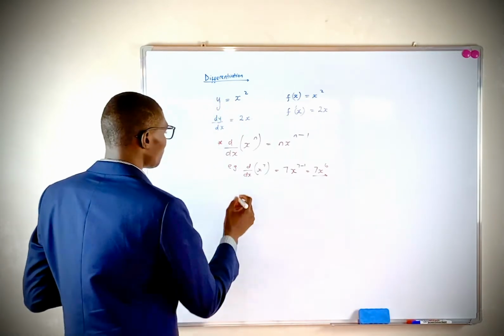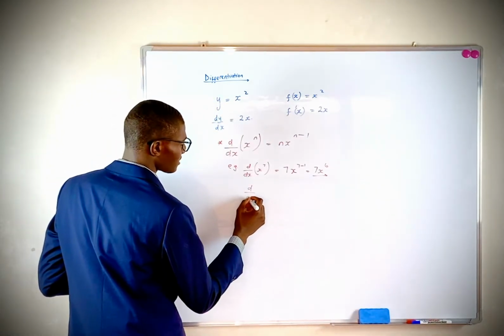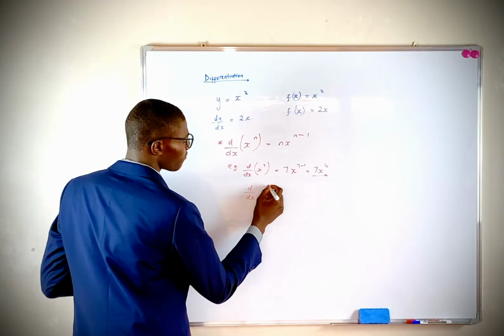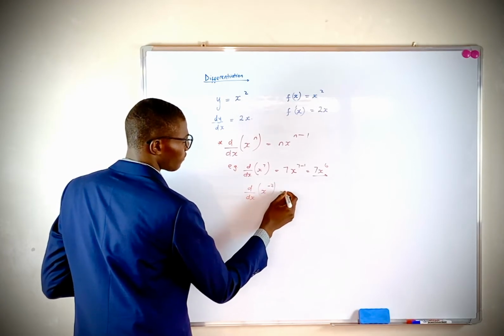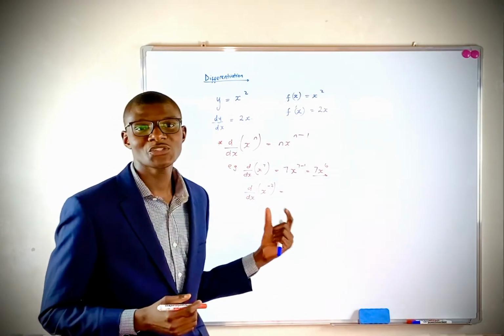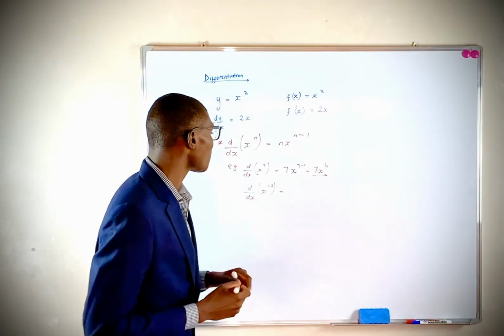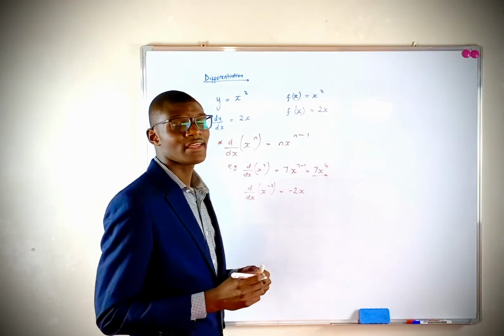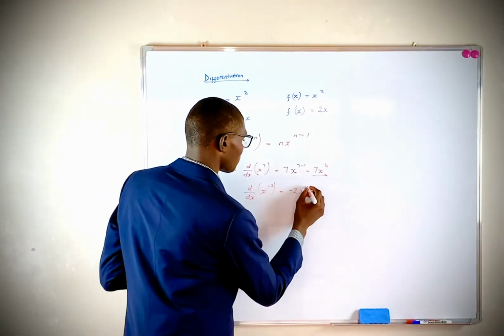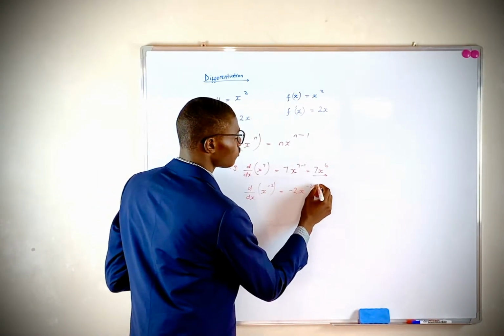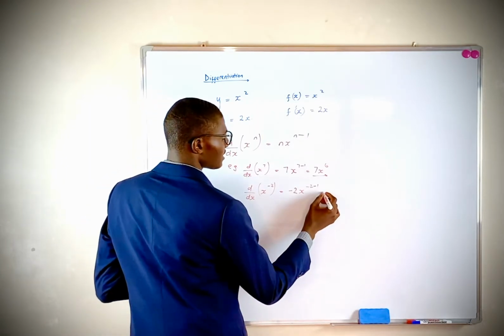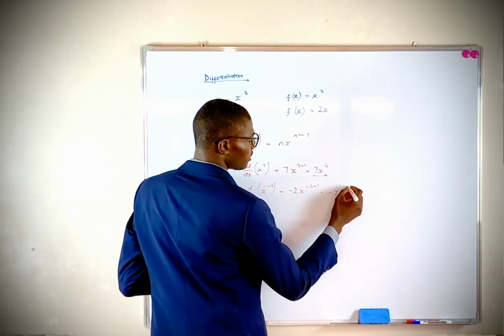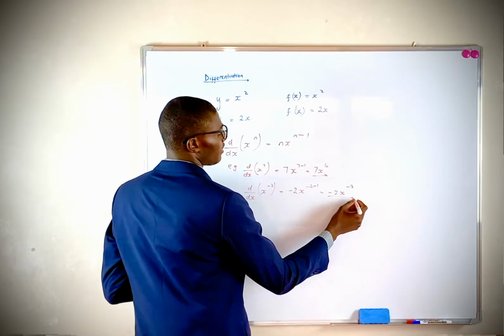Another example, if we are to find d by dx of x to the power of minus 2. So our power is minus 2. We're going to drop this power minus 2, then multiply by x, then finally subtract 1 from the power. So this becomes the power of minus 2 minus 1, which will give us an answer of minus 2x to the power of minus 3, like that.